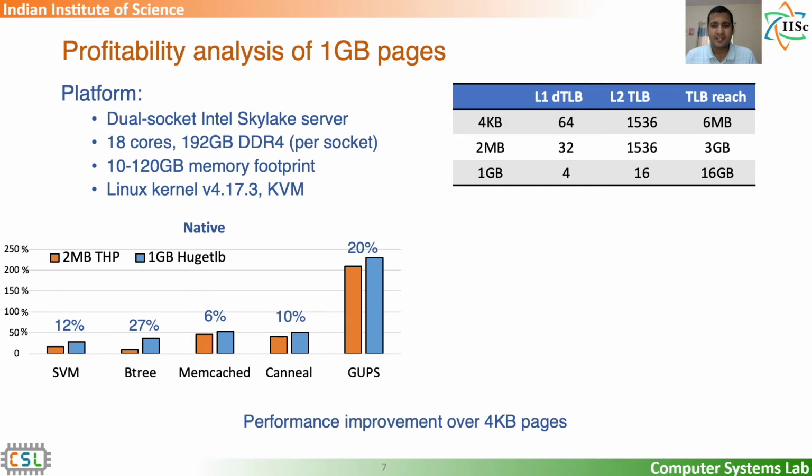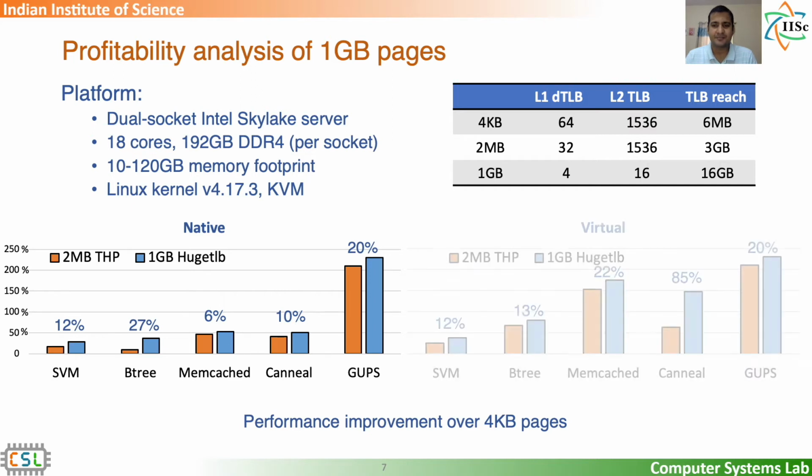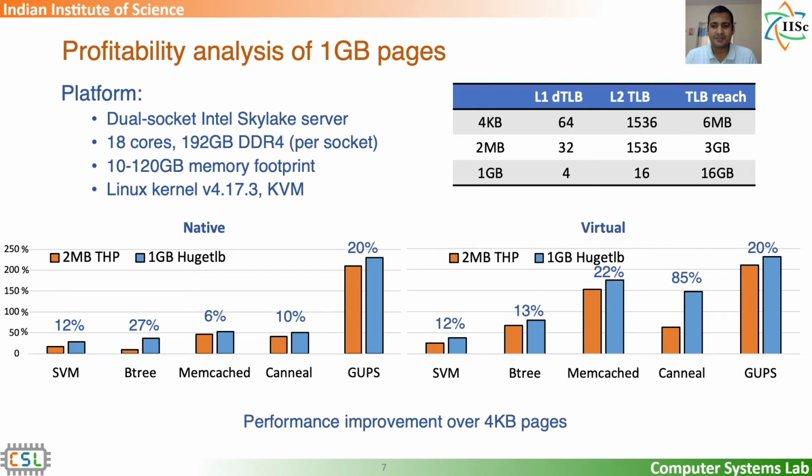We do the same analysis for virtualized systems as well, where the cost of a TLB miss is much higher because they use two levels of page tables for address translation. The graph on the right shows that 1 GB pages can be even more valuable under virtualization, where the difference between 1 GB and 2 MB pages is as high as 85% in case of Canneal. Overall, these experiments demonstrate the value of 1 GB pages over what we get with 2 MB pages.